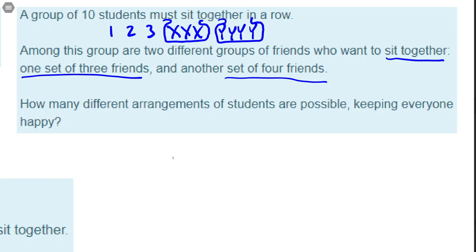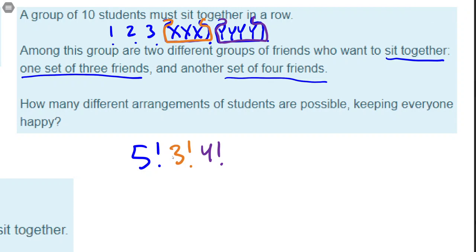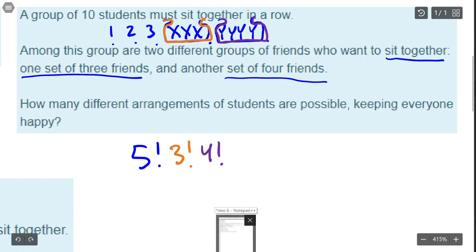And so when we're placing our friend groups and our non-friends, we have a total of 5 different things to place, right? We've got the 3 friends, 1, 2, 3, plus these 3 count as one object because we're going to place them all together, and these 4 count as one object because we're going to place them all together. So that first set is basically 5 factorial. Then we imagine looking inside the bag with the 3 friends. How many different ways can the 3 friends sit together is 3 factorial. And then the 4 friends, there are 4 factorial ways they can sit together. So it's 5 factorial times 3 factorial times 4 factorial.